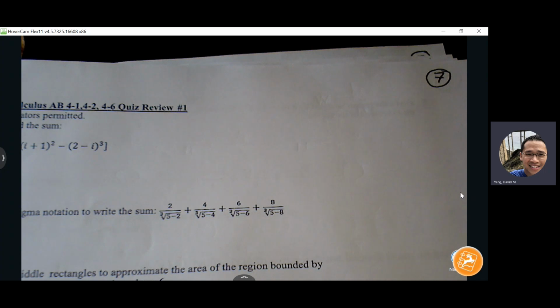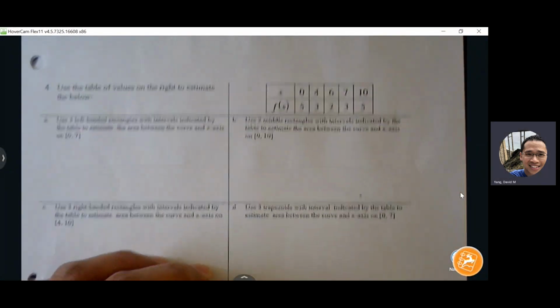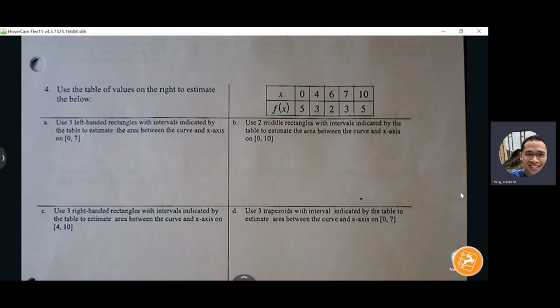So on page 7, how far did we get? Did we get through the full first page? We finished. Okay, we did 1 through 3, right? Or we didn't do number 4. All right, so let's try number 4.